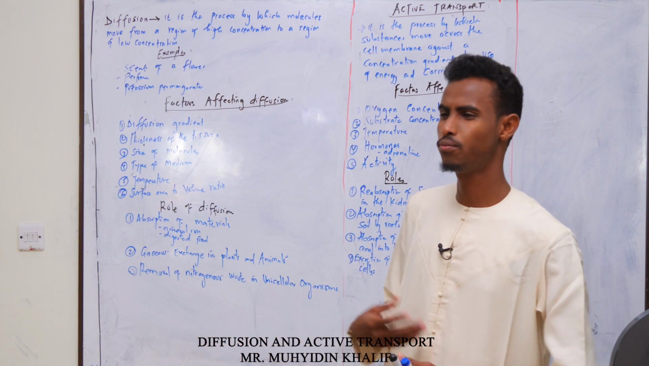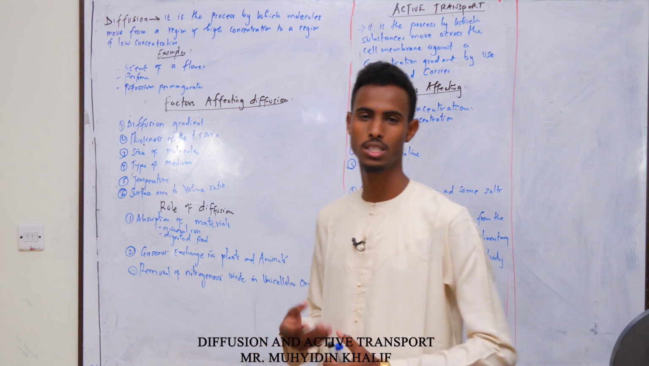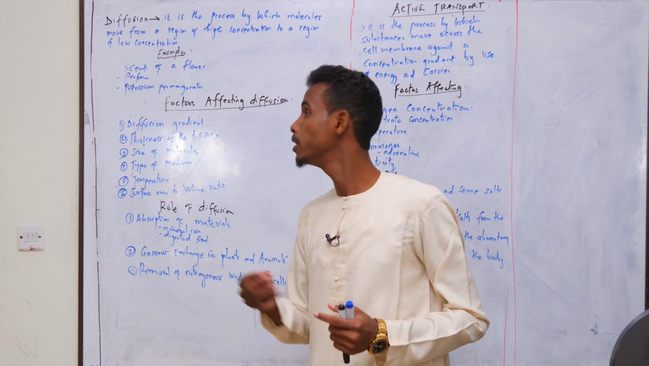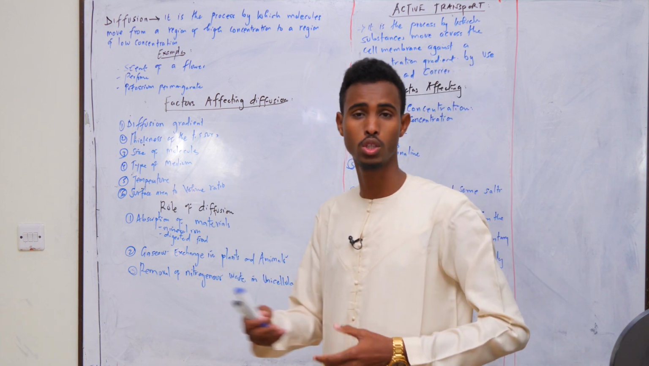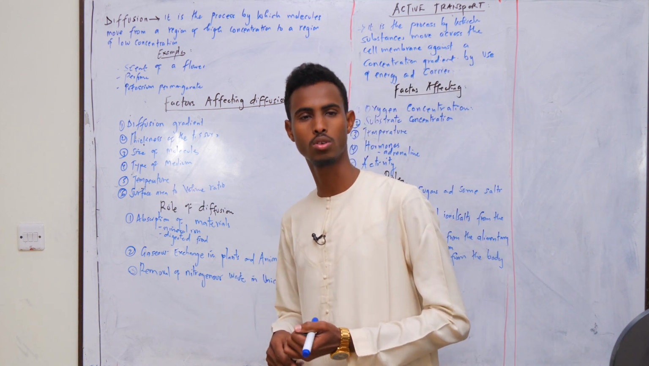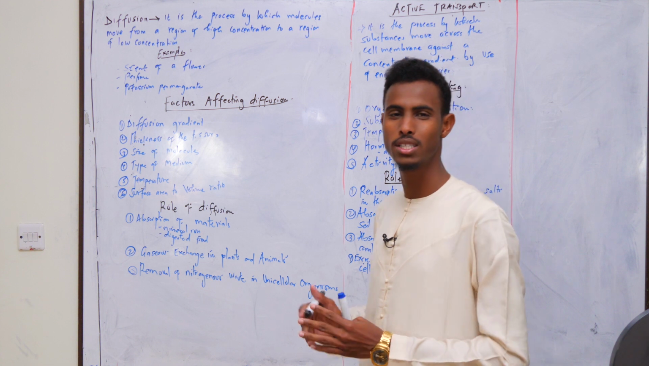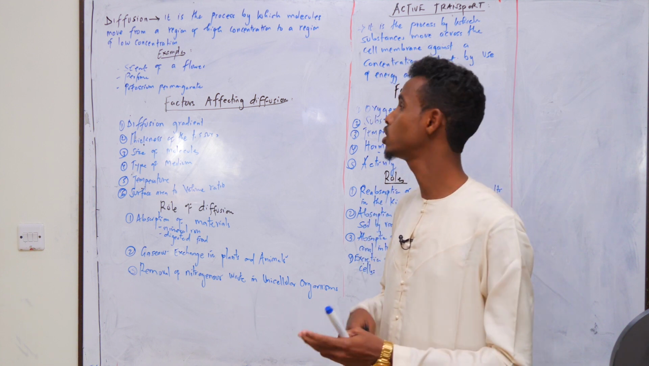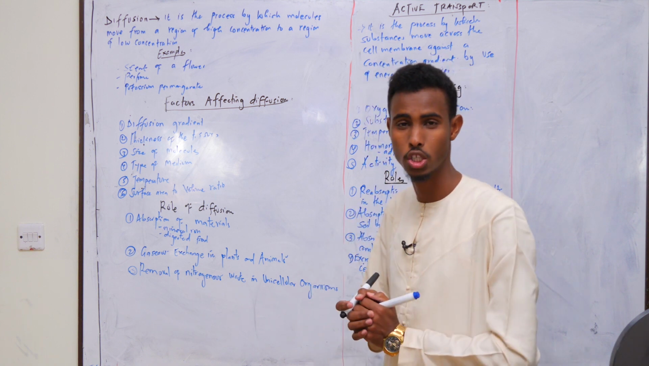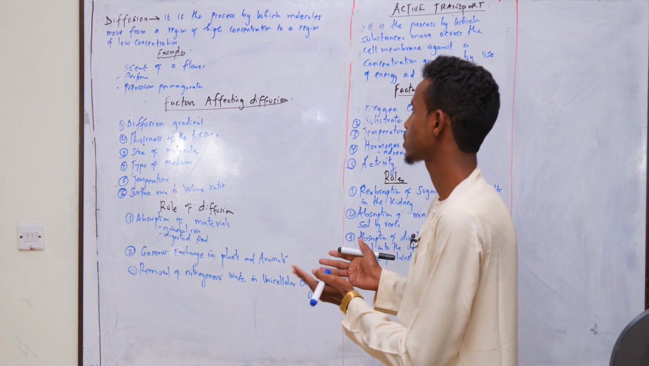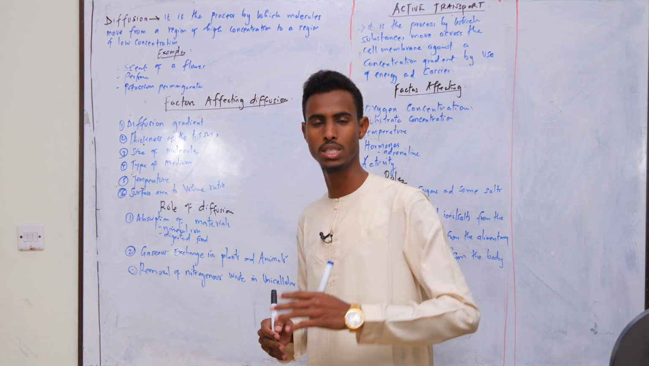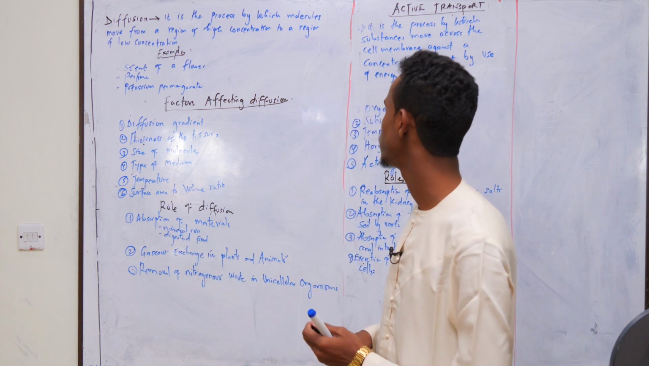Now class, what is diffusion and what type of substances does diffusion involve? As we saw in yesterday's class, osmosis basically involved the movement of water molecules from where they are highly concentrated to where they are lowly concentrated. Today, diffusion is the process by which molecules move from a region of high concentration to a region of low concentration. These molecules can be molecules of a gas or of a liquid, and diffusion does not take place in solids.